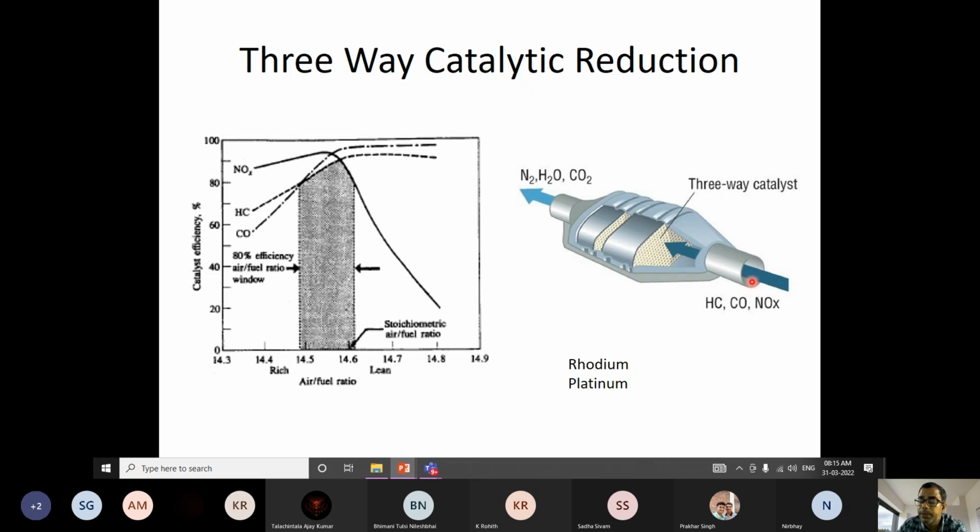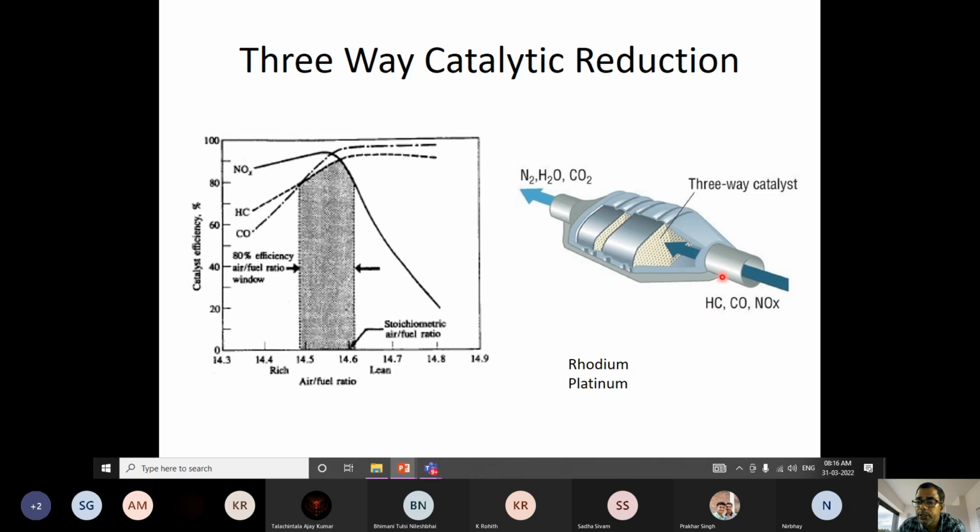So this is the inlet of the exhaust and this is the outlet of the exhaust. When the exhaust passes through the three-way catalytic converter, here is the heart of the TWC. What you can see is a substrate. It has a honeycomb kind of structure, and it is coated with catalyst, mainly rhodium or platinum. It is a kind of mesh.